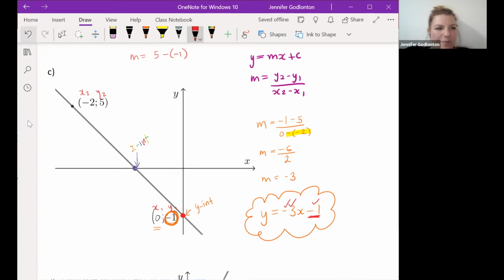Roma, can I help? Hi ma'am. I understood the question, but my problem was I said m equals 5 minus bracket negative 1, which gave me a positive 6 over a positive 2, which gave me a positive 3 and not a negative 3. Okay, so let's have a look. Let's carry this one on. So I've got 5 minus negative 1. And then did you have negative 2 minus 0?